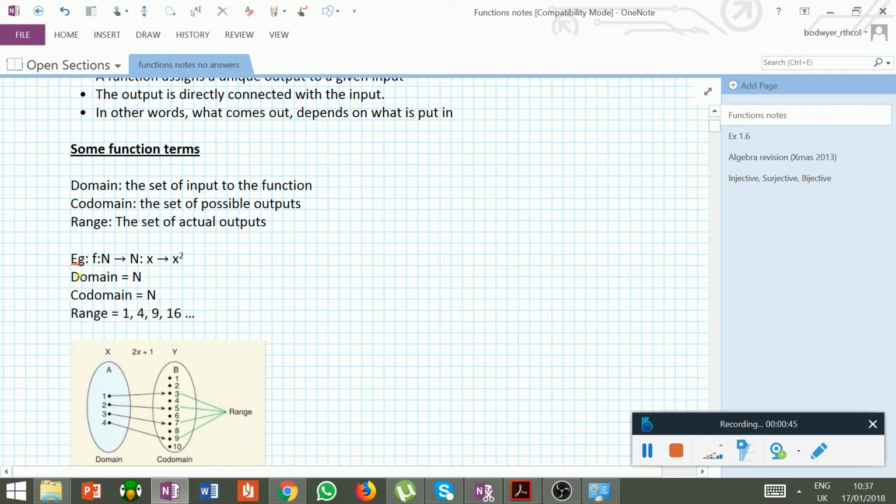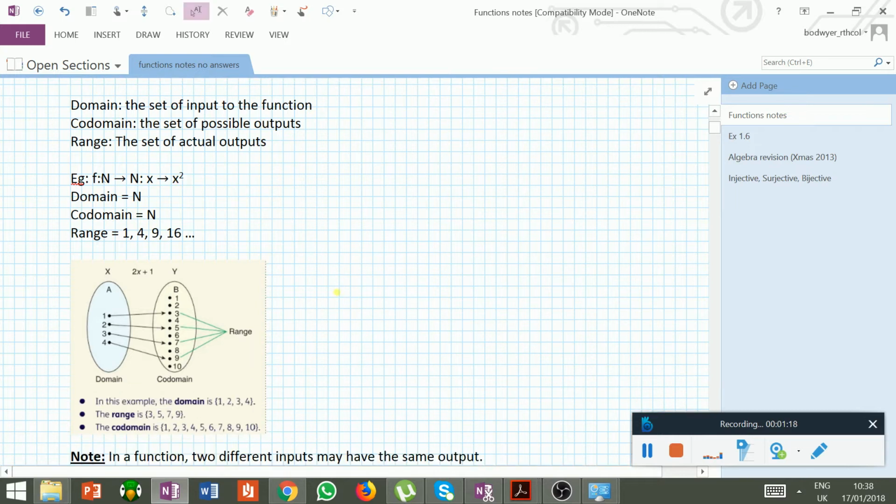So let's take an example. In the function f, where the natural numbers N are mapped onto the natural numbers, x is mapped onto x squared. The domain is this one here, N. The codomain is here, N also. And the range, in actual fact, is all the square numbers, like 1, 4, 9, 16, all the perfect squares. So as you can see, the range is a subset of the codomain in this case.